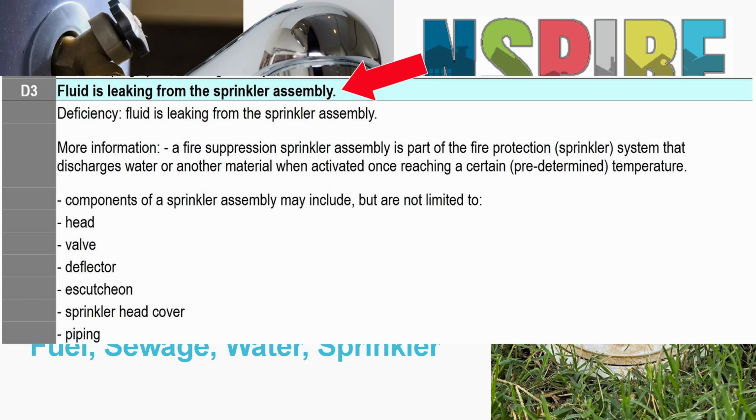Components of a sprinkler assembly may include, but are not limited to, a head, a valve, a deflector, escutcheon or trim ring, sprinkler head cover, speaking here of concealed sprinklers, and piping.